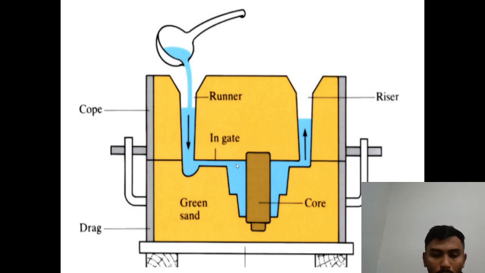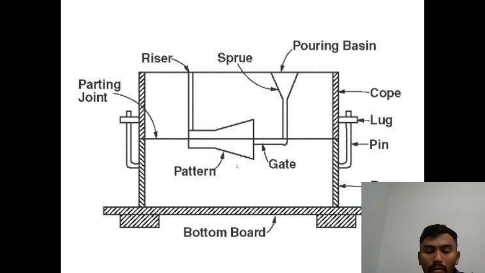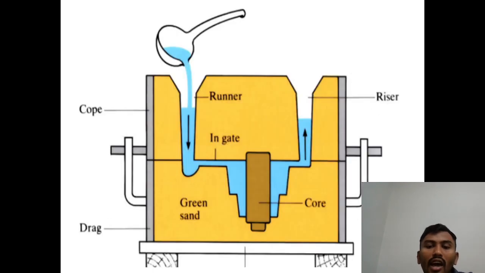And then this is the product. Previously we took a cone shape pattern. Here he has a different pattern. In the drag box, it will pass through the gate and fill the pattern. After filling the pattern, any excess amount will rise through the riser.